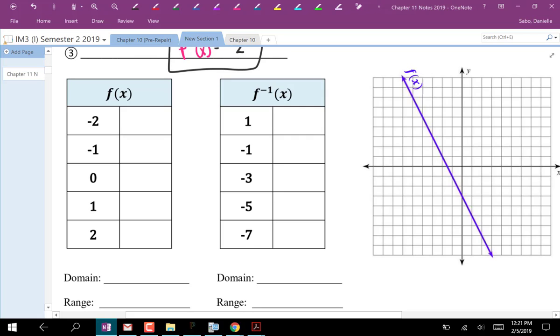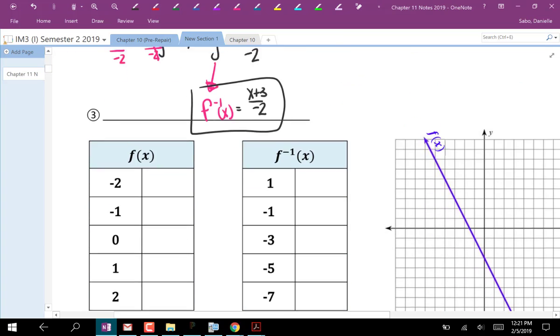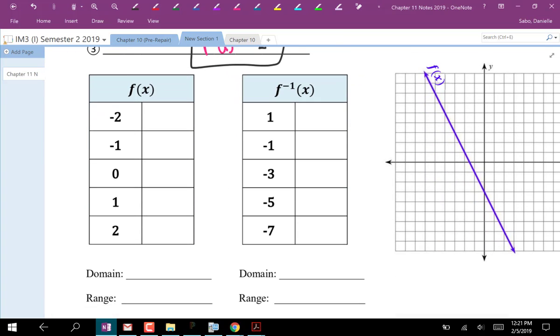Okay. Now, for this next part, I just wanted to show you visually what it means to be an inverse in regards to a graph and what actually is happening. So the one that we started with, our original f of x, right here, negative 2x minus 3. I graphed it for you already. So let's plot the points.